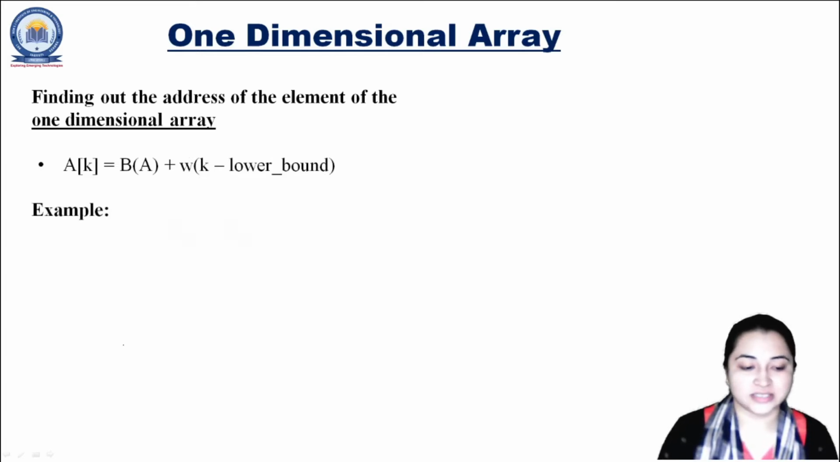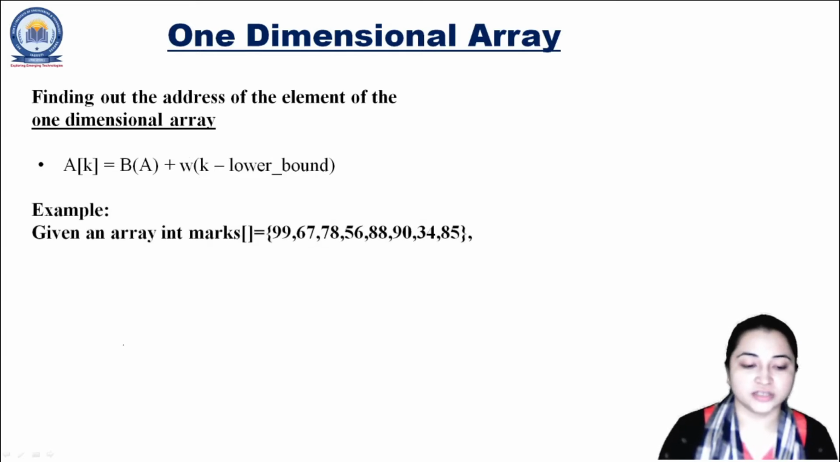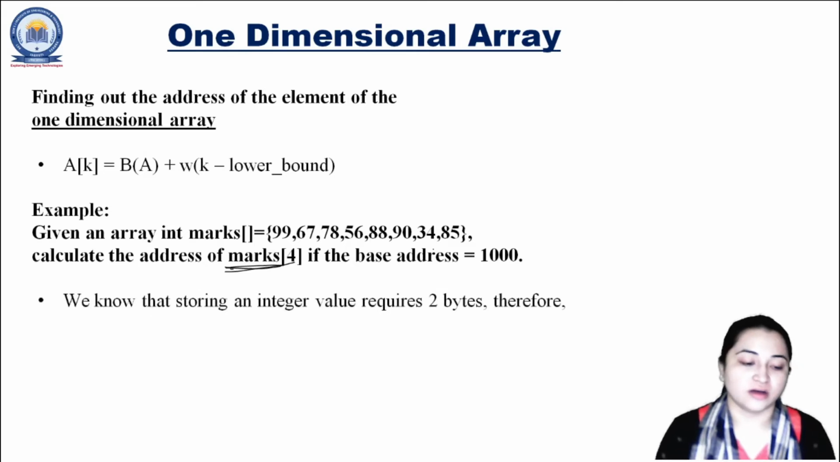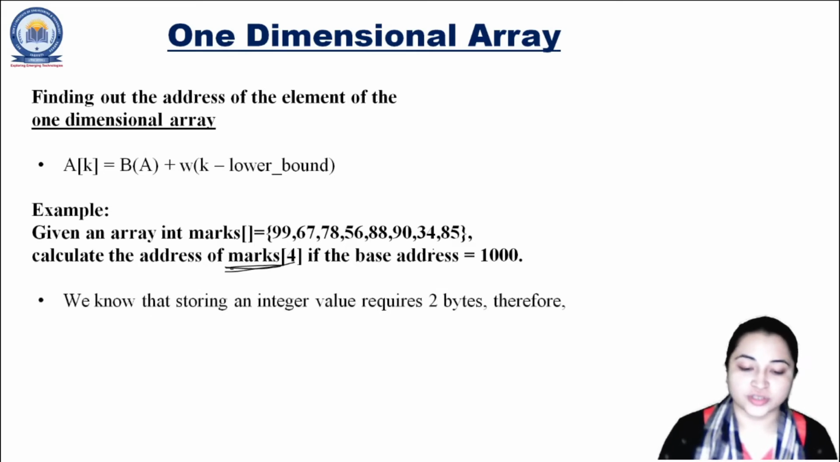So now let us see the example. Given an array integer marks which is having these many elements, calculate the address of marks 4 if the base address is 1000. So in this case we have to find the address of element which is present at index 4, and we are given base address as 1000. So let's see. We know that storing an integer value requires 2 bytes. Therefore we will take W as 2.